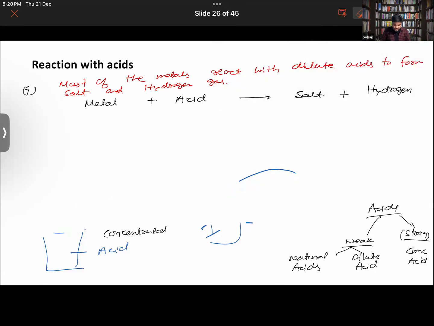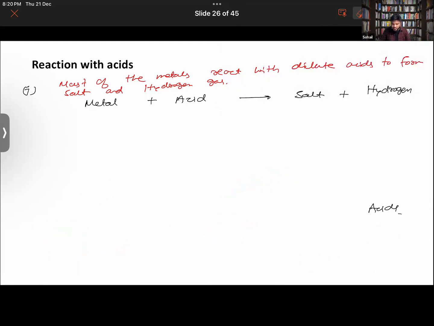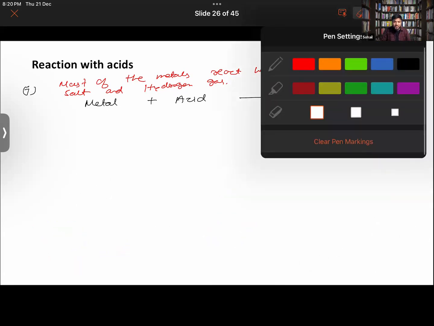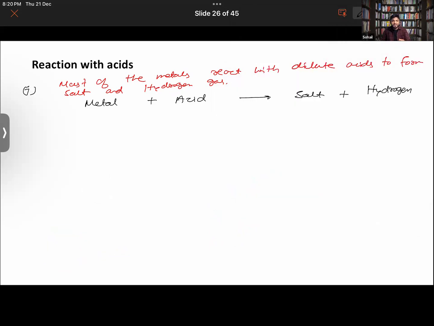Anyways, come back to the topic. We add acids drop by drop into water. You add acids drop by drop into water.